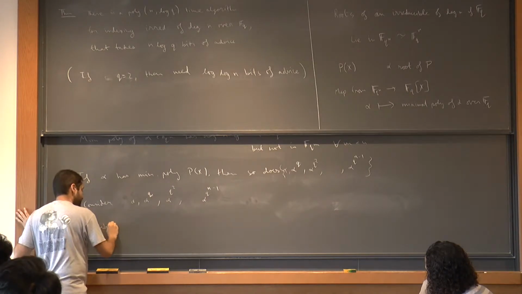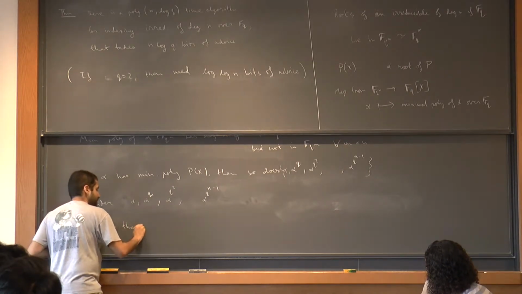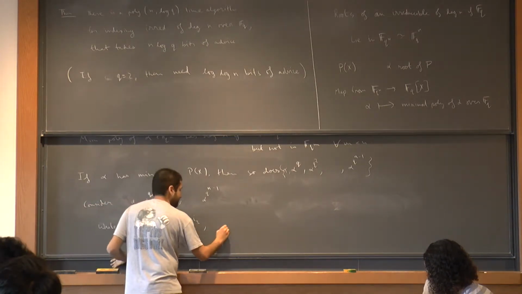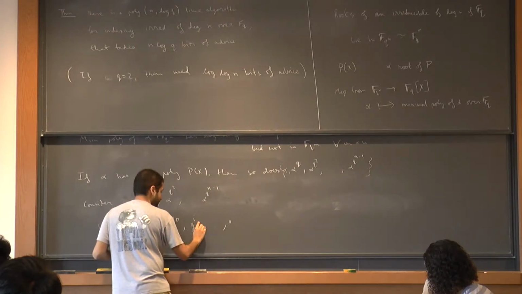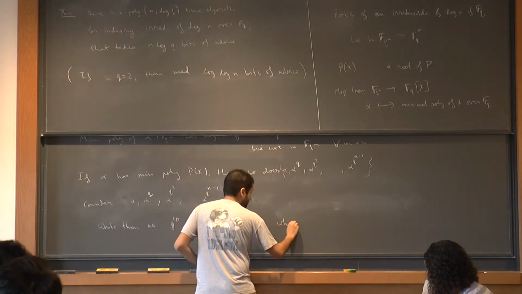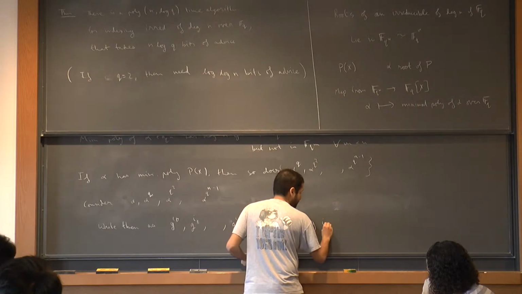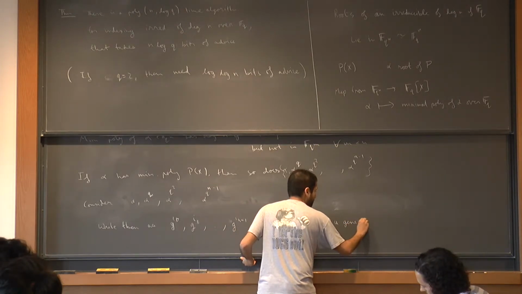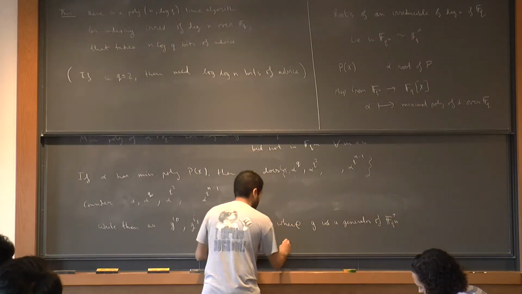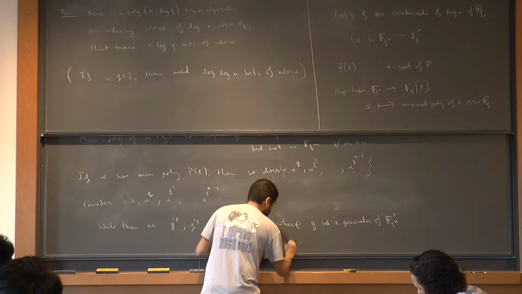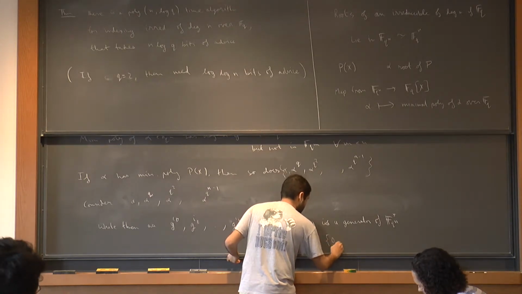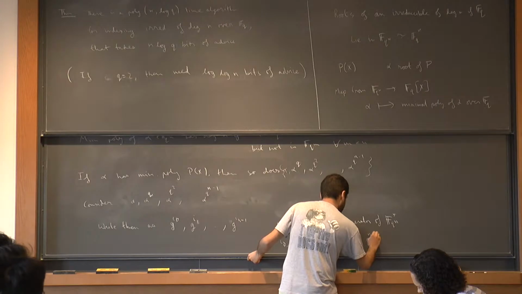Write them as g to the I0, g to the I1, etc., up to g to the I n minus 1, where g is a generator of F_q to the n star, and I0, I1, etc., up to I n minus 1 are integers in the range 0 to q to the n minus 2.